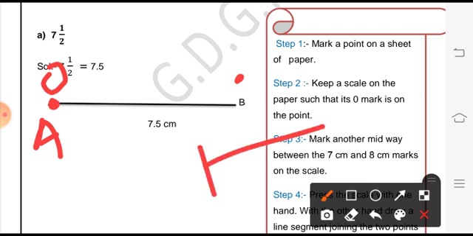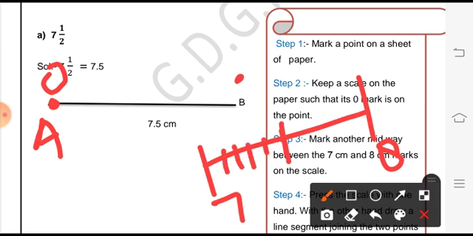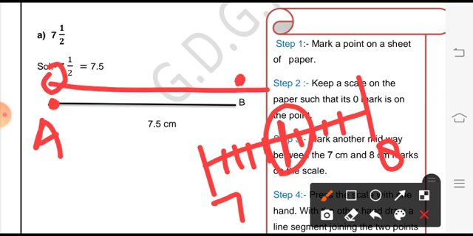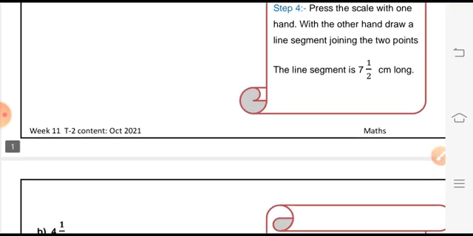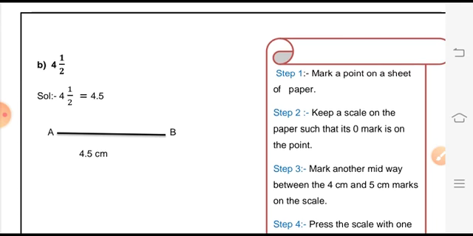We know 7.5 means the division between 7 and 8 of the scale. There are certain divisions in between the numbers and the middle one is a bit longer than the other smaller divisions and this is 7.5. There we will mark another point and then we will join the 2 points. Removing the scale, we will get a line segment of the required length. Similarly, other parts can be done.